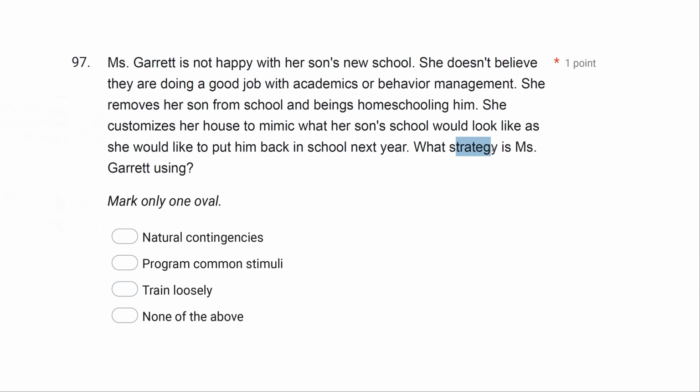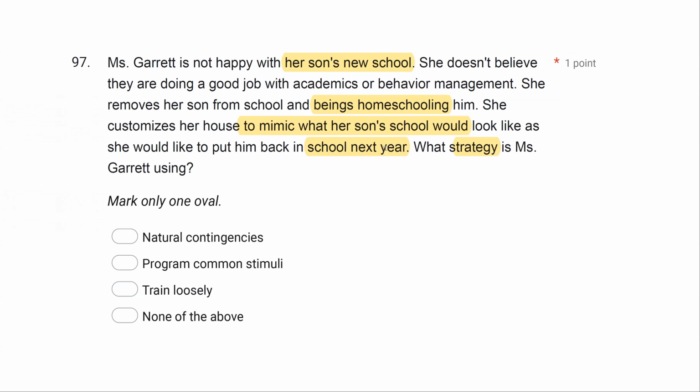So a strategy question. And what is your first instinct here? Mine is it's generalization. Why do I think that? Well, she's not happy with her son's new school, so she takes him out and starts homeschooling him. She then makes her house mimic what her son's school is going to look like for next year. Meaning, Ms. Garrett's doing the smart thing. I'm taking my son out. I'm going to be teaching him, but I need these skills to translate to school next year. It's a good strategy. We plan for generalization. We don't hope for it.